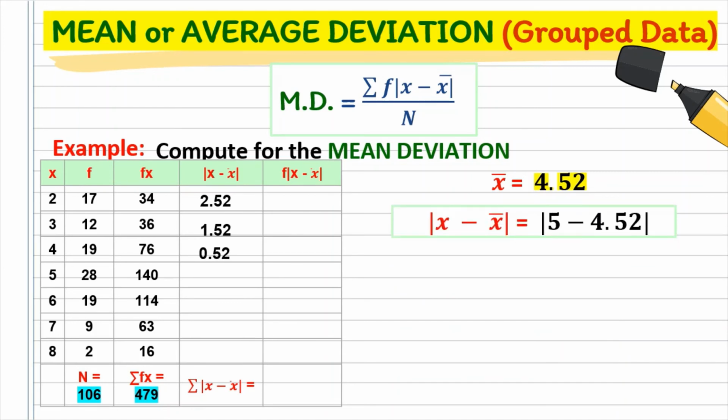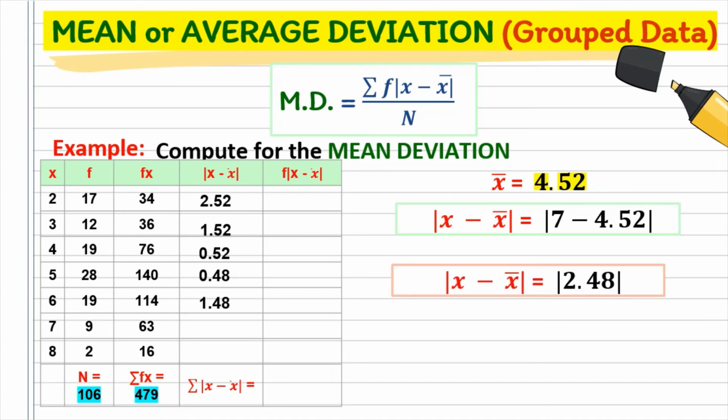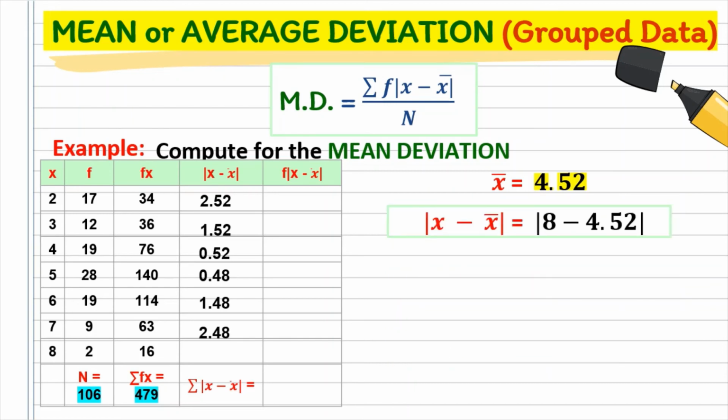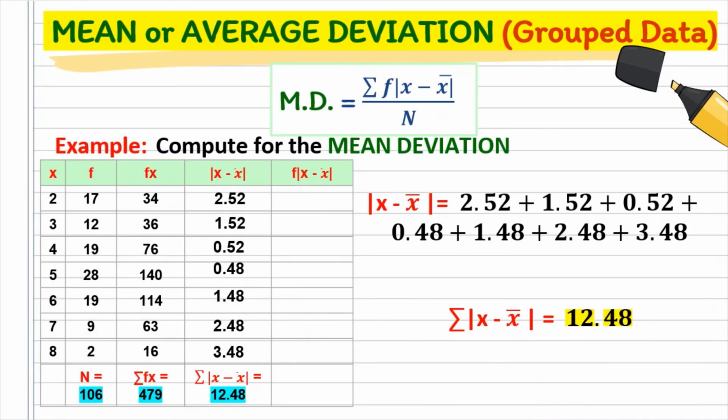Next, 5 minus 4.52, the answer is 0.48. 6 minus 4.52, that is 1.48. And then 7 minus 4.52, that is 2.48. And then 8 minus 4.52, that is 3.48. Ito po yung ginamit dyan. Itong X, yung scores, at saka yung mean, na-minus para makuha po ito. Okay, so i-add naman natin sila. So pag in-add naman natin sila, makakakuha tayo ng 12.48. So this will be your summation. Okay, next.